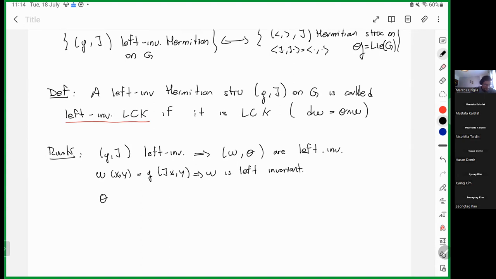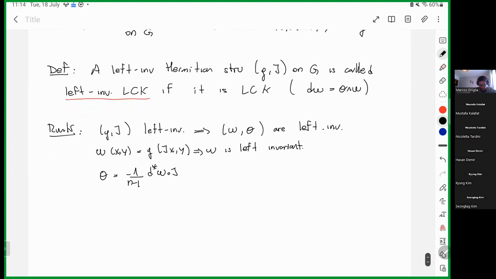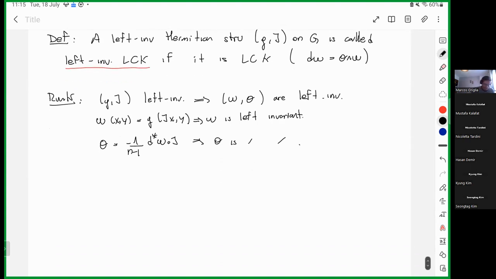And for the Lie form, it's a bit more complicated, but if you remember the formula, 2n is the dimension of the manifold, this star is the codifferential operator. That's the fundamental form of the complex structure. So again, you can prove that if J is left invariant, we already said that the fundamental form is also left invariant. Taking the codifferential doesn't matter, so keep the left invariance. So theta turns out to be also left invariant. So if your metric or your complex structure are left invariant, that's enough in order to define left invariant locally conformally Kähler in your Lie algebra. That's what we are about to do.